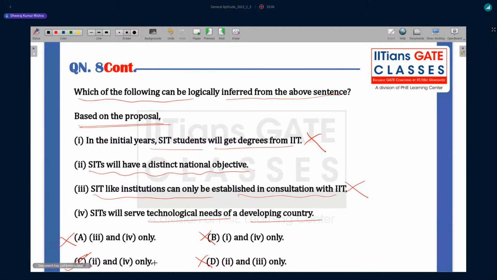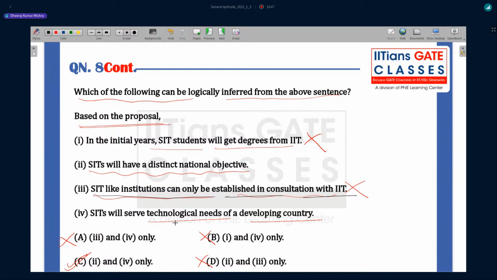So you see, guys, whatever proposals we have. Yes, Syam. A, how can you say A is correct? Because we have already knocked it off, right? SIT like institution can only be established in consultation. Suppose you have to establish anything, and suppose IIT is not giving you a chance, will you not establish? You will establish if you have distinct national objectives, if you want to build your nation. And SIT will serve technological needs of a developing country, such as India, right?